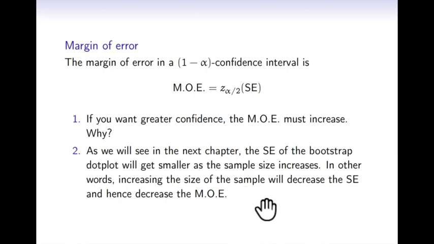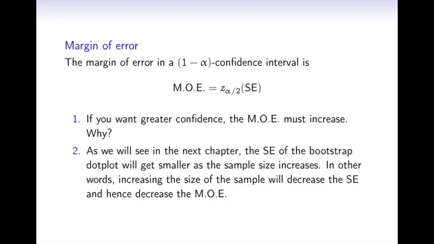This is kind of a preview of what's going to happen in Chapter 6. We're going to delve into some more theory in Chapter 6, but as we will see in the next chapter, the SE of the bootstrap dot plot will get smaller as the sample size increases. So one way to affect the size of the SE is to work with bigger samples. In other words, increasing the size of the sample will decrease SE and hence decrease the margin of error. So if you want to make the margin of error smaller but maintain a certain confidence level, keep this fixed, but make the margin of error smaller. One way to do that is to make the sample size bigger and bigger.